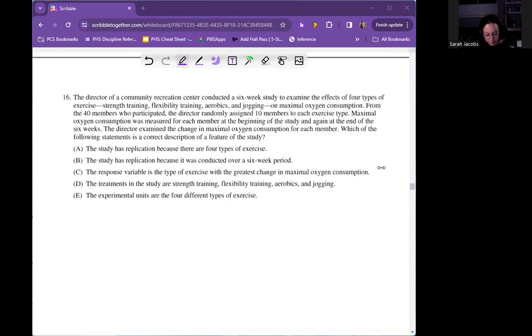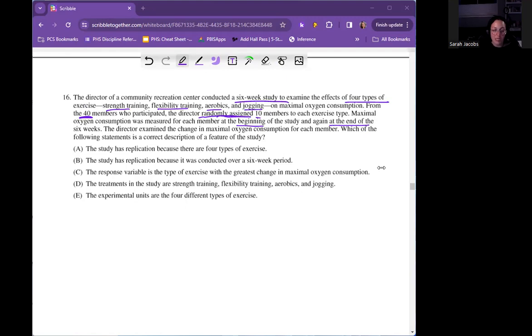Number 16. 80% of the first half. The director of a community recreation center conducted a 6-week study to examine the effects of 4 types of exercise: strength training, flexibility training, aerobics, and jogging, on maximal oxygen consumption. From the 40 members who participated, the director randomly assigned 10 members to each exercise group, each exercise type. Maximal oxygen consumption was measured for each member at the beginning of the study and again at the end of the study. Okay, so we're comparing, right?